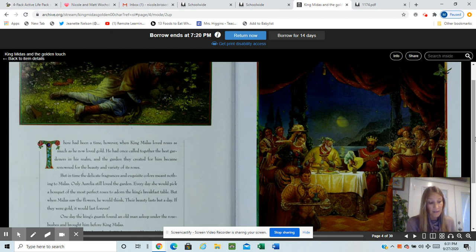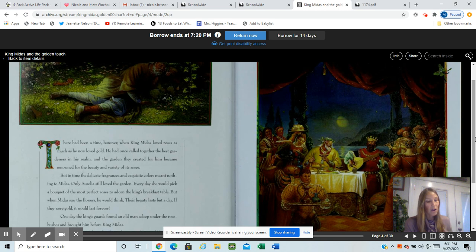Only Aurelia still loved the garden. Every day she would pick a bouquet of the most perfect roses to adorn the king's breakfast table. So she would pick those roses to put on the breakfast table. But when Midas saw the flowers, he would think, their beauty lasts but a day. If they were gold, they would last forever.